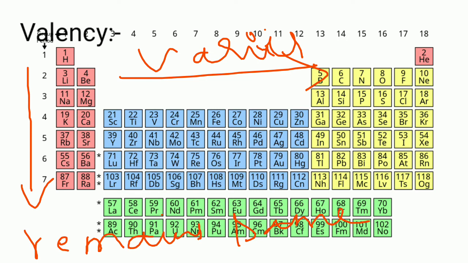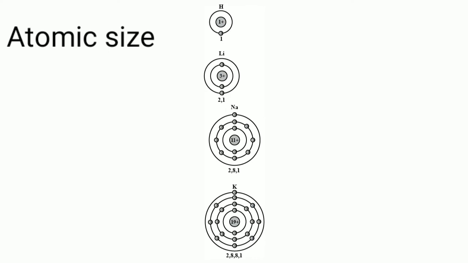Next trend is atomic size. So atomic size will increase down the group, atomic size will decrease across the period. Why down the group atomic radius will increase or atomic size will increase? As we move down the group, number of shells will increase. As shells increase, atomic radius increases. So down the group atomic radius will increase.